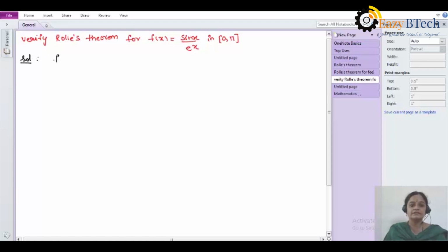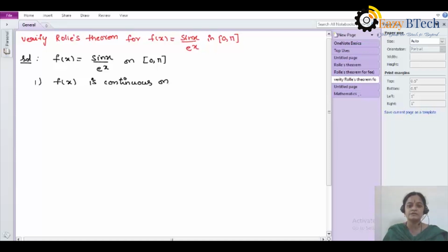Now the first condition, continuity. f of x is given as sin x by e power x on the interval (0, pi). Verifying the first condition, f of x is a combination of trigonometric and exponential terms, and f of x is continuous. f of x is continuous on the closed interval [0, pi]. And the second condition, f of x is equal to sin x by e power x.